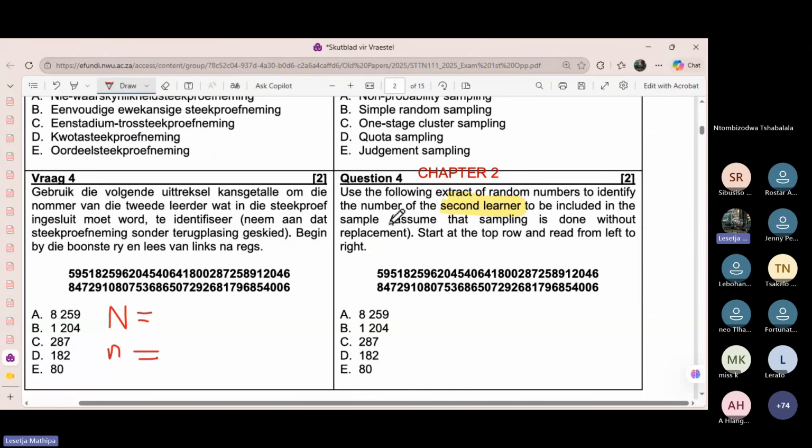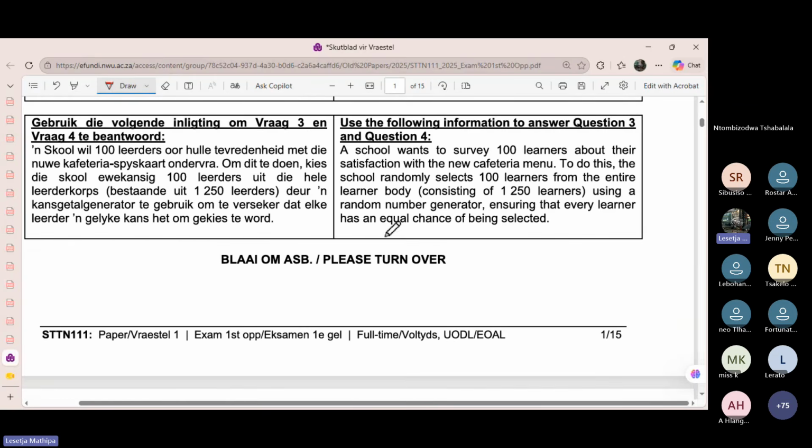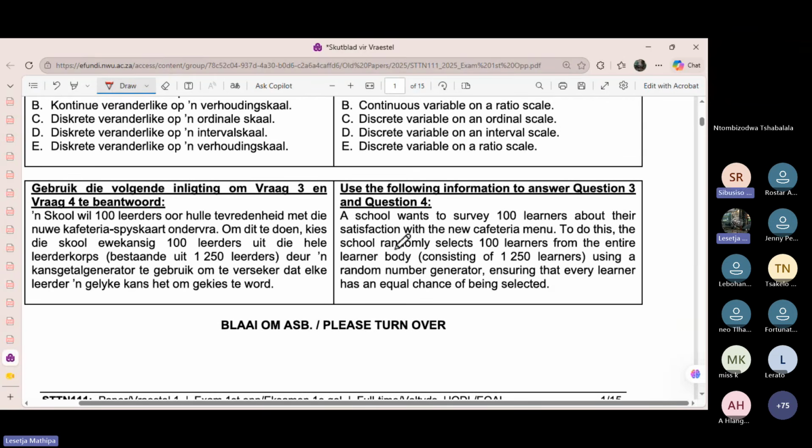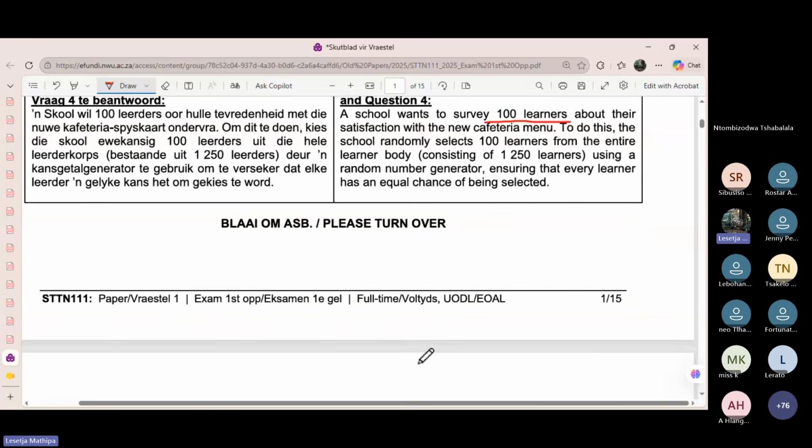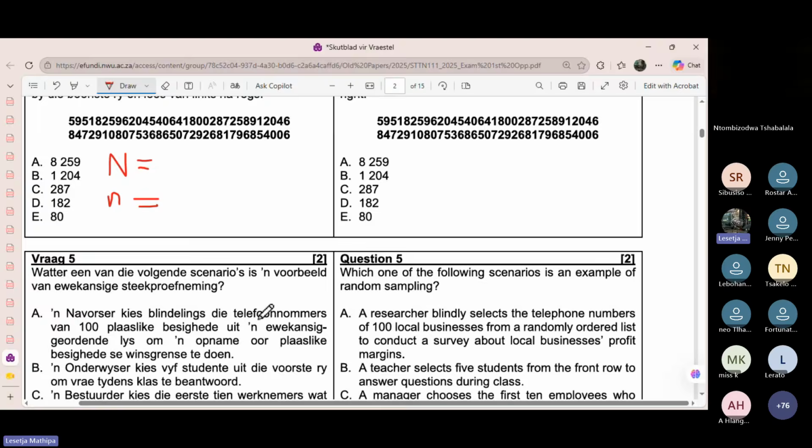Now, let's look at our question. Our question starts from here. Let's look at the scenario. It says that a school wants to survey 100 learners about their satisfaction with the new cafeteria menu. To do this, the school randomly selects 100 learners from the entire learner pool. That means it's consisting of 1,250 learners. So can you all see that the population will be 1,250?